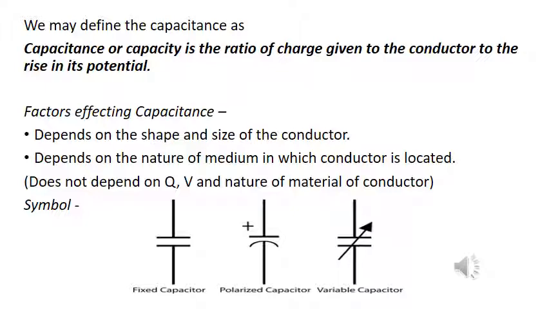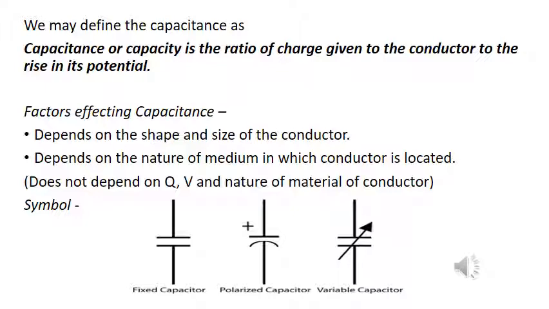First symbol is showing the fixed capacitor. In this capacitor, the capacity of the capacitor remains fixed. That is, it has a fixed value and we cannot change it.